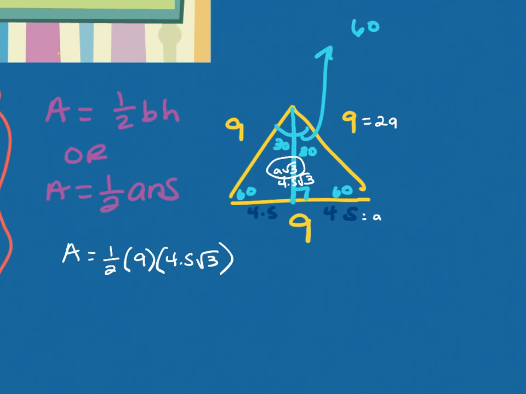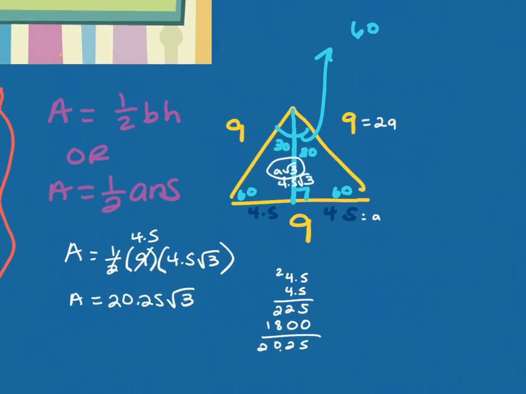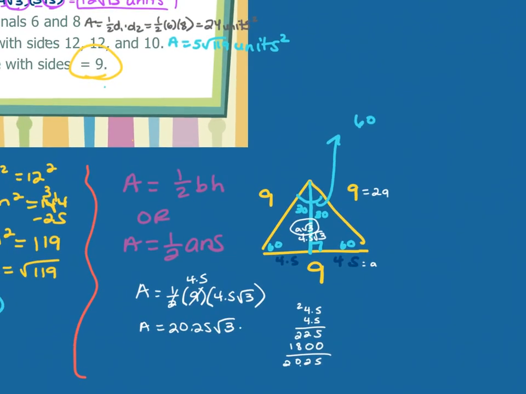So I can do 1/2 times 9, 4.5, or I could have done 4.5 times 9 and then cut it in half. 4.5 times 4.5 is 20.25. That's 22, 20, and 18. 2 digits behind it. So my area would be 20.25 square root 3. And again, no units this time, so it would be units squared.